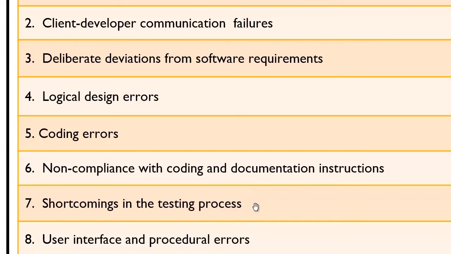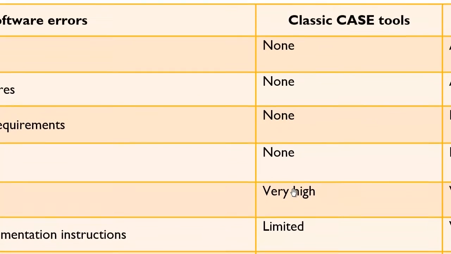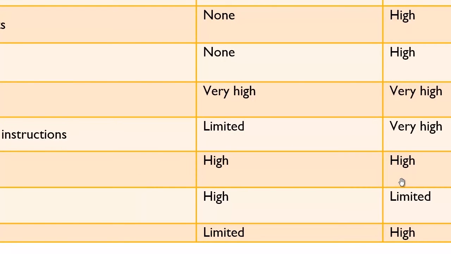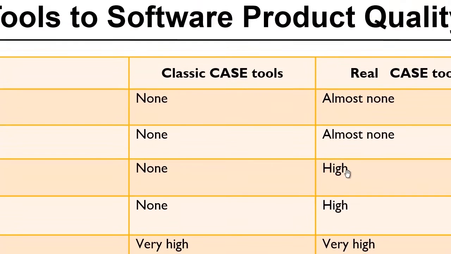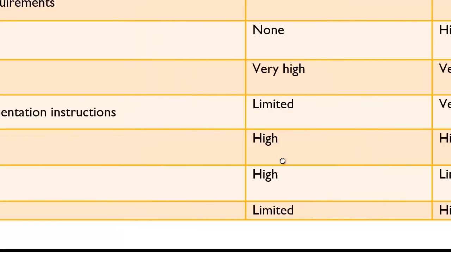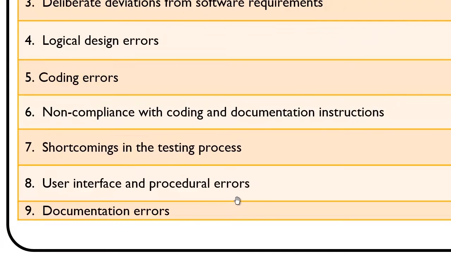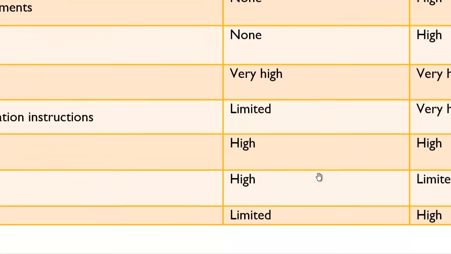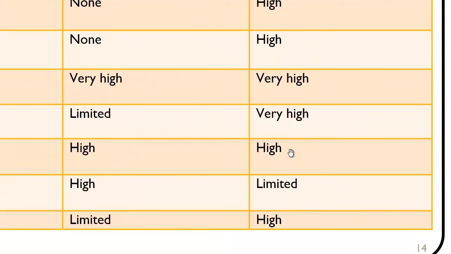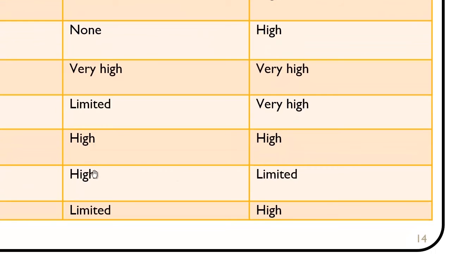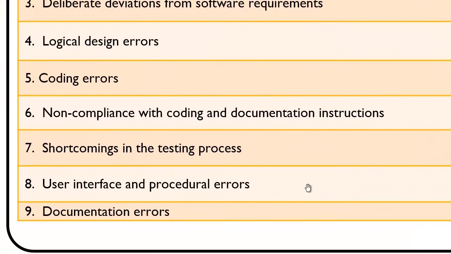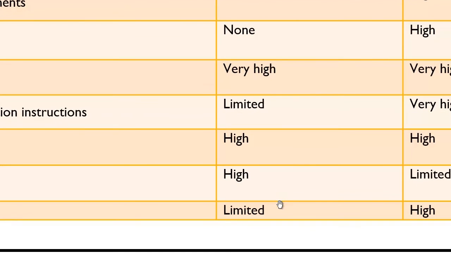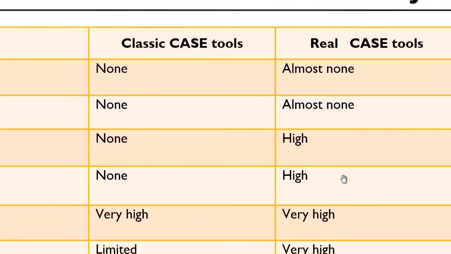Shortcomings in the testing process: in classic CASE tools it is high, and in real CASE tools also it is high. User interface and procedural errors: in classic CASE tools it is high, and in real CASE tools it is limited. Documentation errors: in classic CASE tools it is limited, and in real CASE tools it is high.